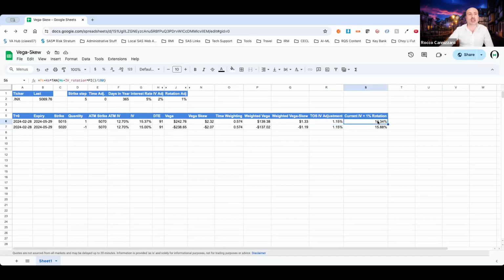And the same story here: this final column shows what would happen to my volatility if there was a 1% rotation in the angle. It means our implied volatility would go from 15.37% up to 16.34 for this particular option, and from 15% to 15.88 for this other option. So again, it tries to give you an idea of what a rotation would do to the implied volatility of the strikes that you have selected.